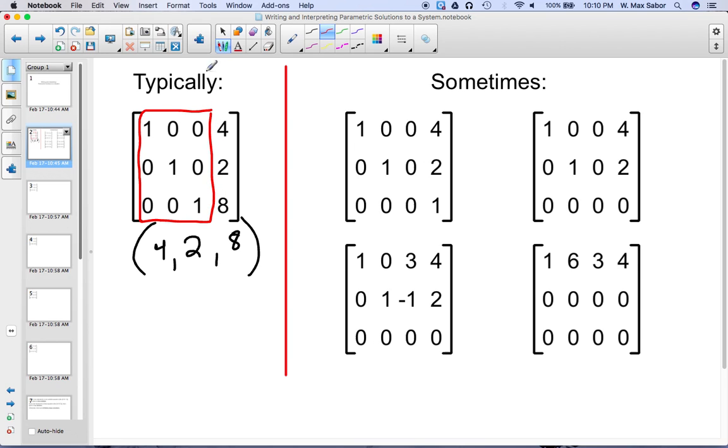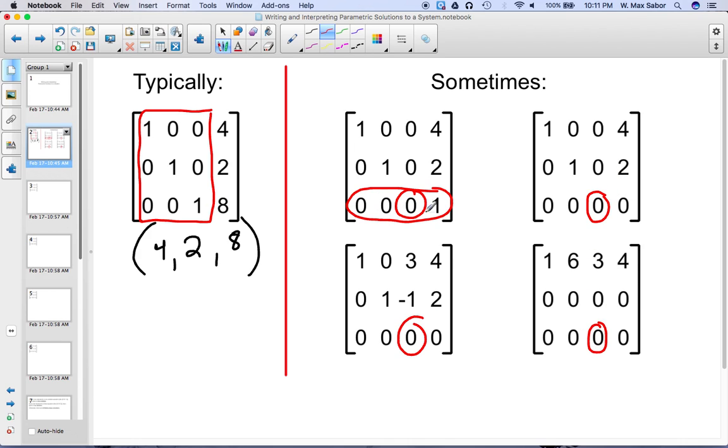The identity matrix, once again, is a square matrix where along the diagonal are all ones and everything else is 0. So x equals 4, y equals 2, z equals 8. Very nice and neat. But here we have 4 cases where we don't have that. So here, what's different is that there's this 0 in z instead of a 1. Actually, all of these cases are where one of the variables, at least, is missing.